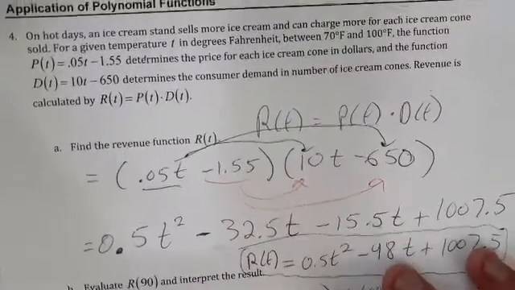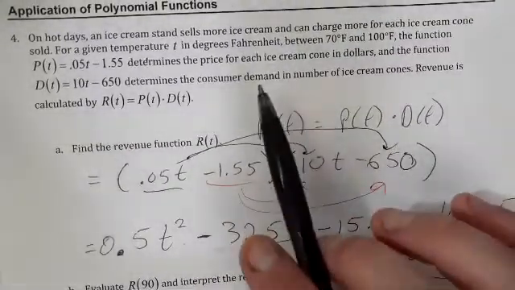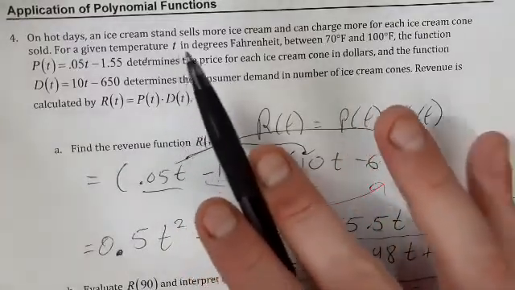So R of T. So going back, what does T mean? T is the temperature, T in degrees Fahrenheit.